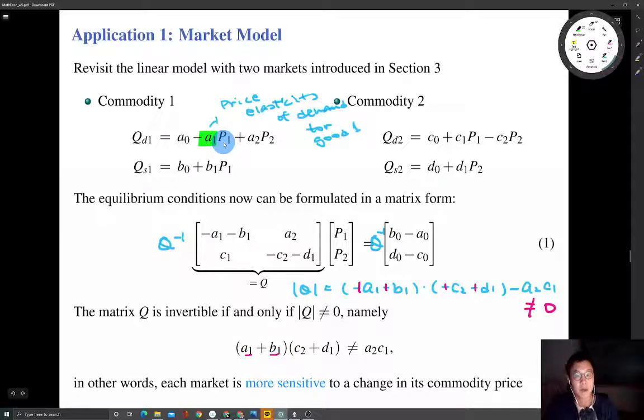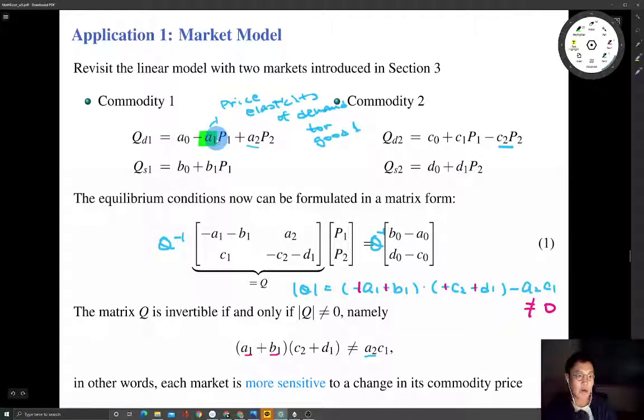Similarly, C2 in the expression for demand for good 2 is related to the price elasticity of demand for good 2. If C2 gets larger and larger, we can say demand is very sensitive to changes in price. And A2, however, we have A2 on the right. A2 measures the degree of sensitivity of demand with respect to a change in the price of the other good.